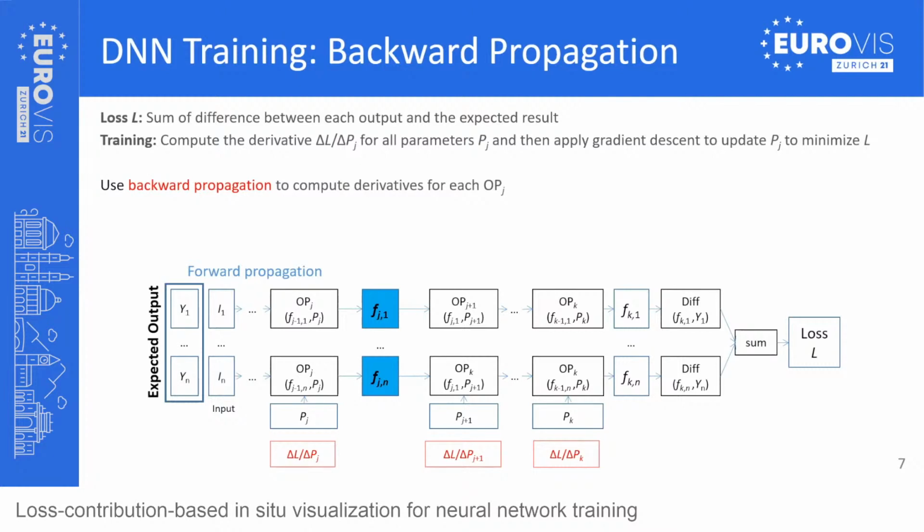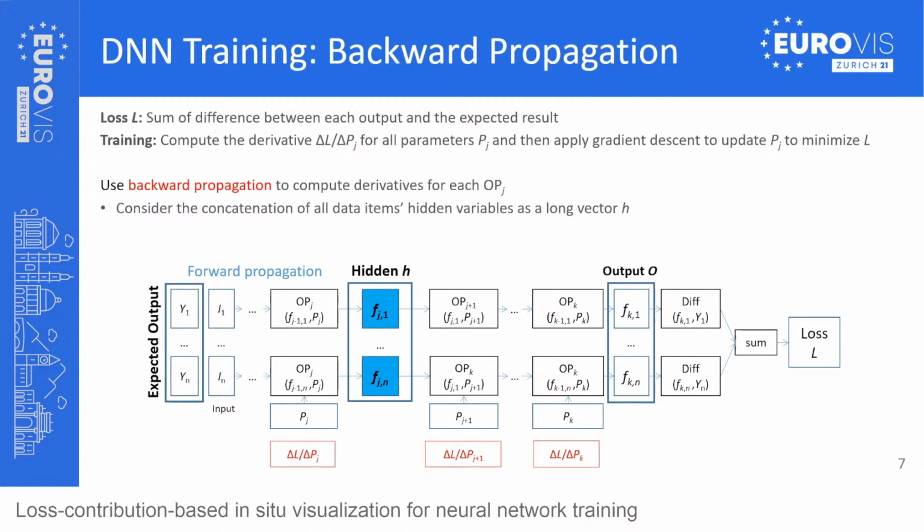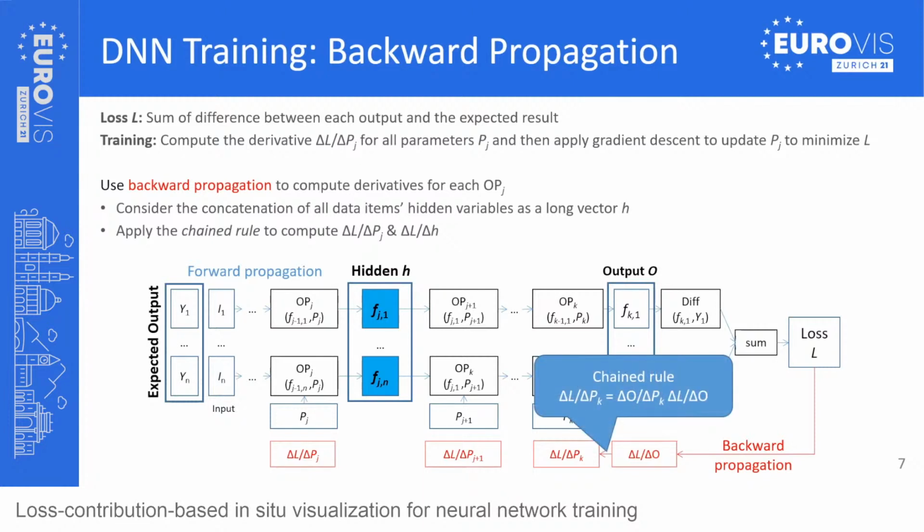Because it is difficult to directly compute derivatives for all parameters, it is common to apply the backward propagation algorithm. To make the notation simple, for each layer, we consider the concatenation of all data items' hidden variables as a long vector, such as h in the middle and O at the end in the figure below. In backward propagation, we first compute the derivative with respect to the output, which is directly doable. Then we apply the chain rule to compute the derivative with respect to the parameters of the last layer.